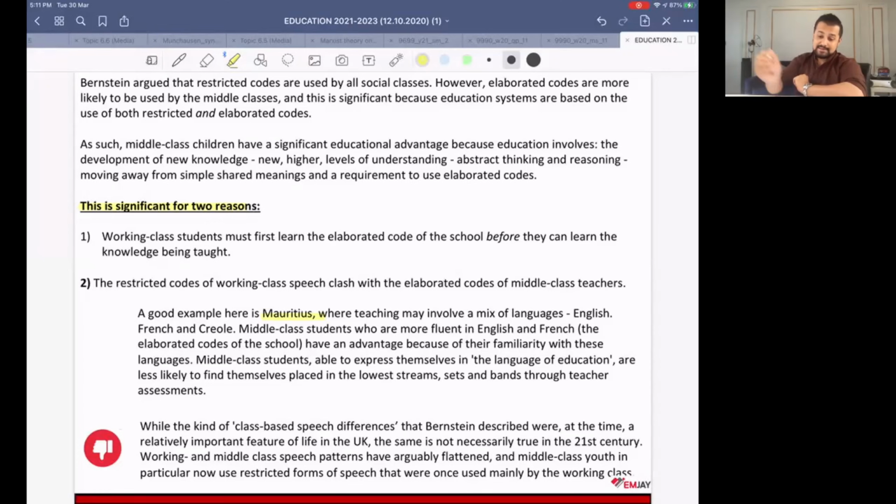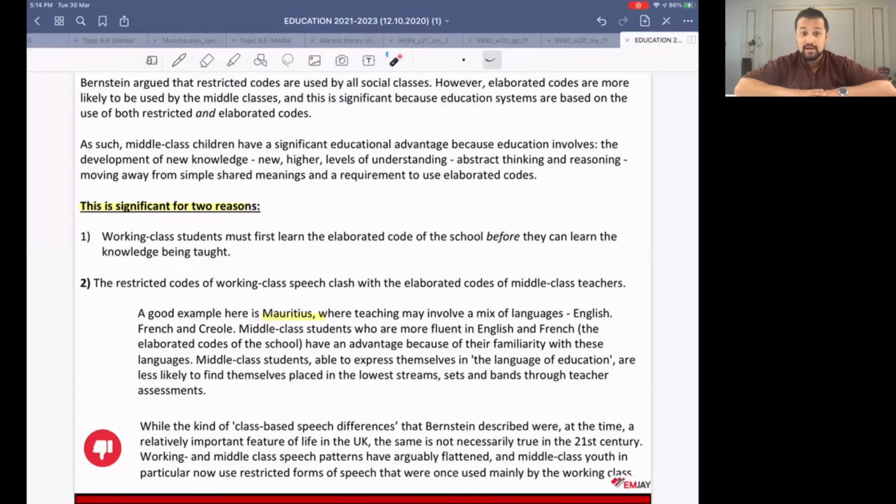Now, this concept of language codes, like I said, was put forward by Basil Bernstein. If we take this a step further and scrutinize it, remember, Basil Bernstein came up with this idea back in the 1970s. It was 1971, and as I speak over here, it's the 30th of March 2021. That is a good about 50 years back. The question is, are these language codes as significant today as Bernstein claimed they would be?